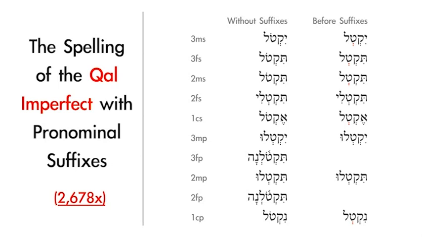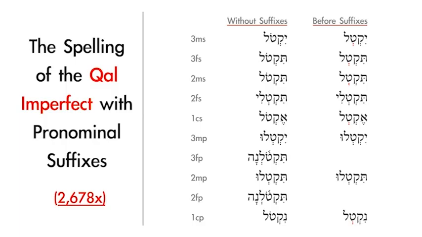Just as we did with the perfect, we begin with our strong verb paradigm on the left, and you can see this is the paradigm that you memorized in chapter 15, so it's very familiar to you. Yiqtol, tiqtol, tiqtol, tiqtli, etc. In the column on the right, we have the verb before pronominal suffixes, and I've highlighted in red those changes that occur when a pronominal suffix is added to the imperfect verb.